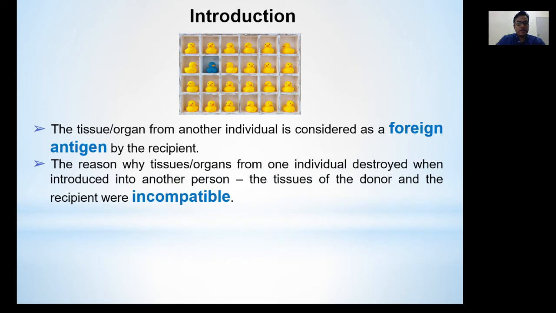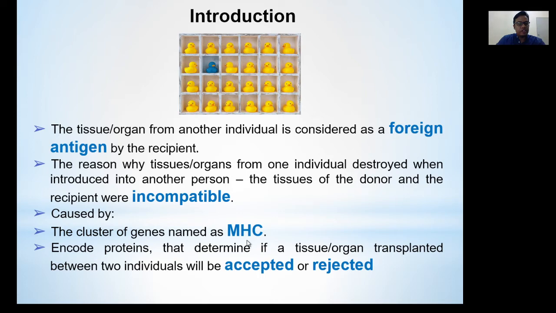The reason why tissues or organs from one individual are destroyed when introduced into another person, this we call a transplant rejection. The tissues of the donor and the recipient are incompatible between them. This incompatibility is caused in the majority by the cluster of genes named the major histocompatibility complex or MHC, which is also known as HLA in human. And these MHC genes encode proteins. These proteins, which act as antigens, determine if a tissue or organ transplanted between two individuals will be accepted by the host or rejected by the host immune system.